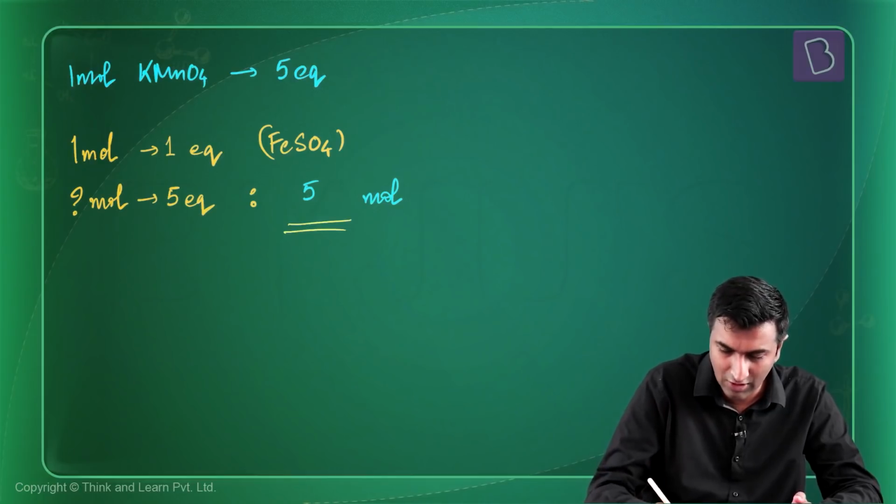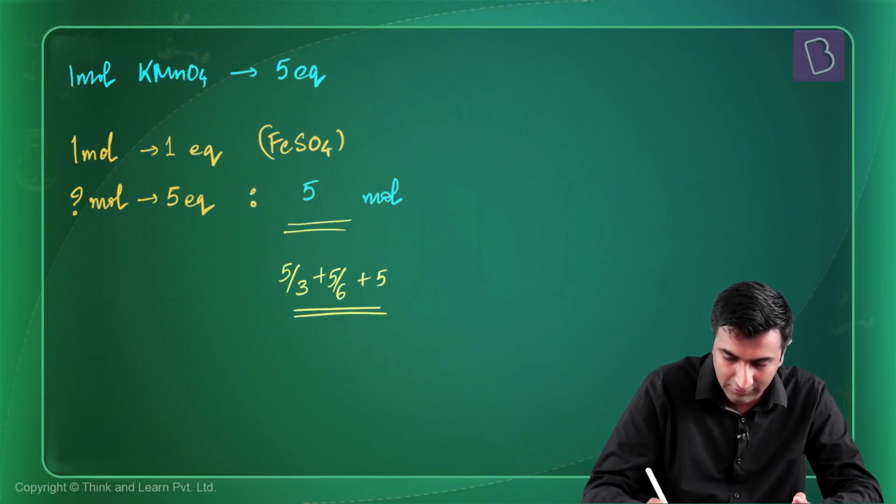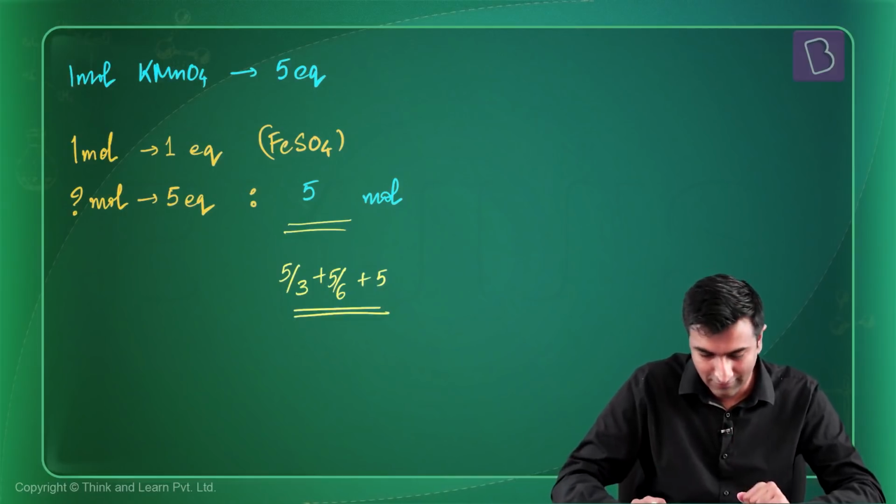Last. Let's see what we have done. How much do we have so far? We have 5 by 3 for the first one, 5 by 6 for the second one, and 5 for the third one. This is what we have so far. Just keeping things together.